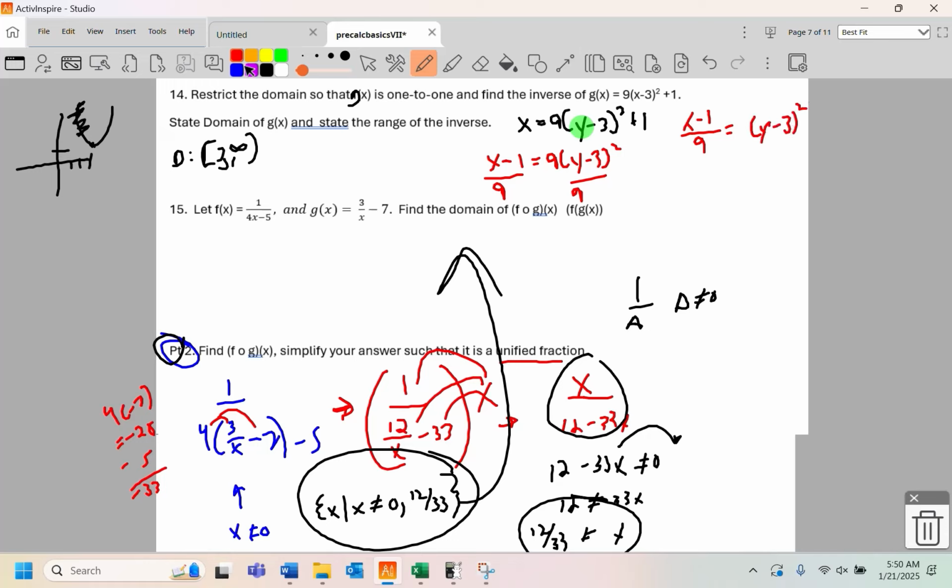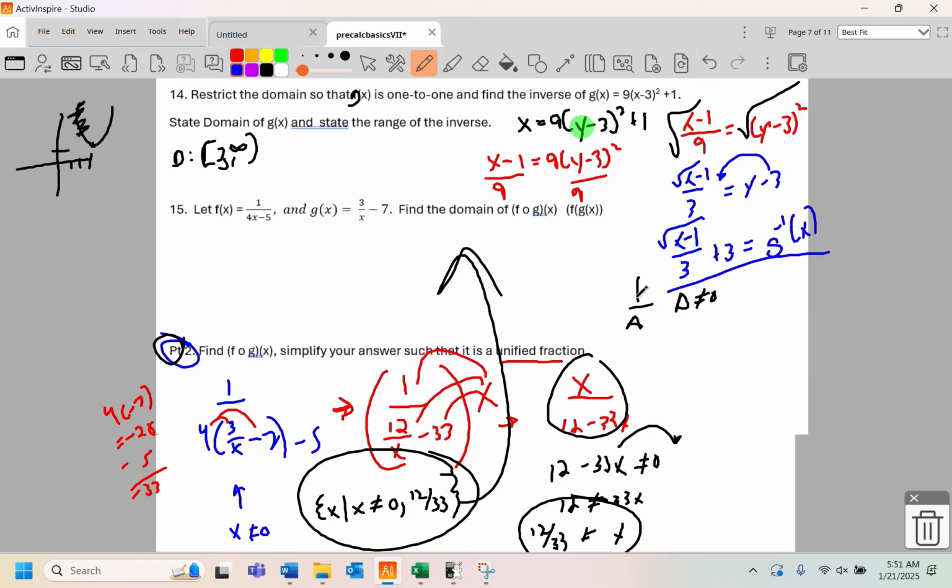The next move would be to counteract the square root symbol. So we'll take the square roots of both sides. Square root of 9 is 3. We have root x minus 1, and we freed up y minus 3. We're just going to add 3 to both sides. So root of x minus 1 over 3, add 3 is the inverse of... That's apparently too early for me. It's not called f of x, it's called g of x. Is the inverse of g of x. All right.